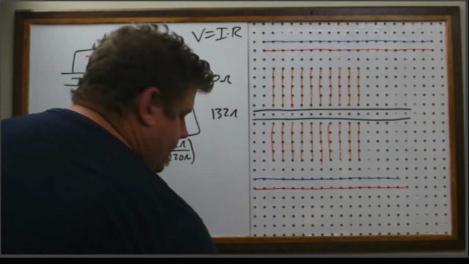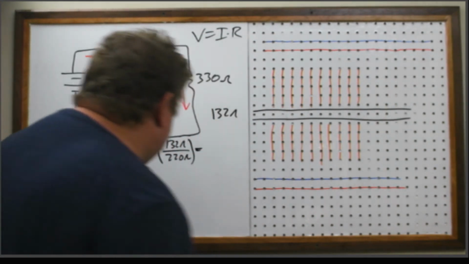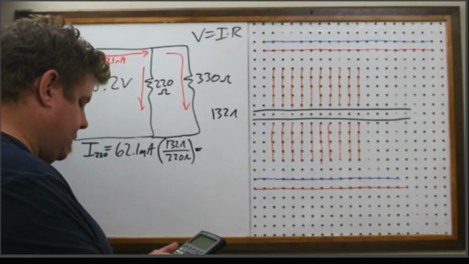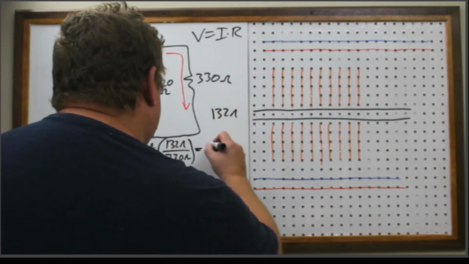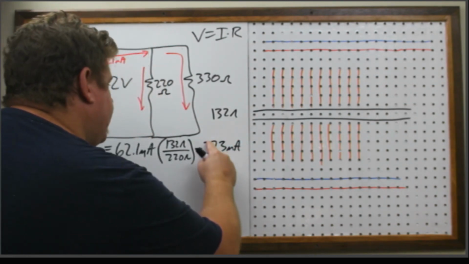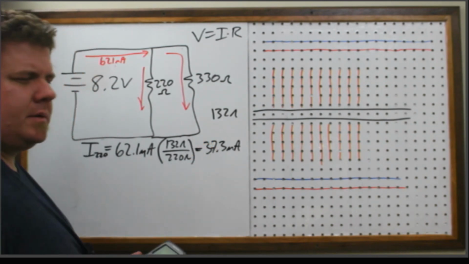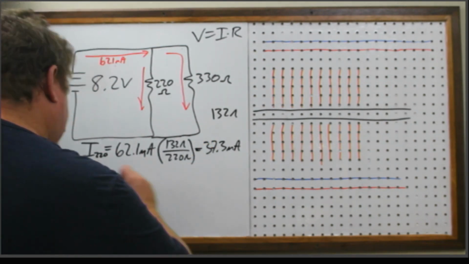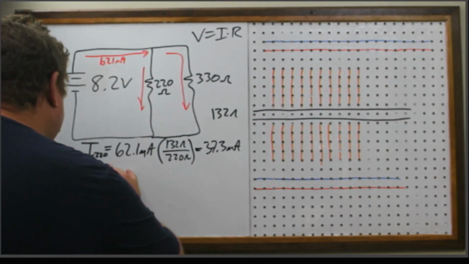Okay, so 132 ohms total. So now I can do the math on this to find the branch current. So 62.1 times 132 divided by 220. And I get 37.3 milliamps. 37.3. Okay. All right, so now let me find the current of the 330.